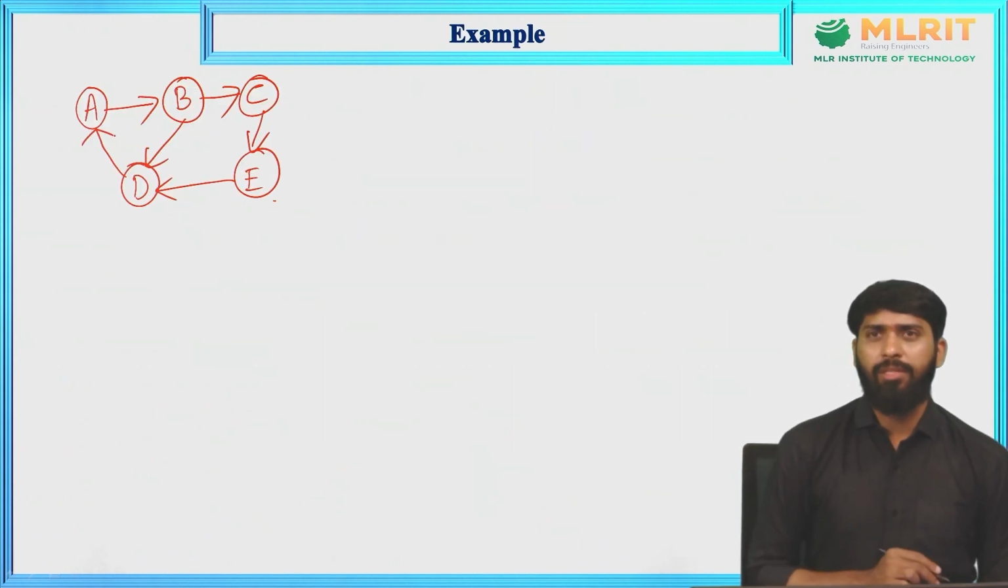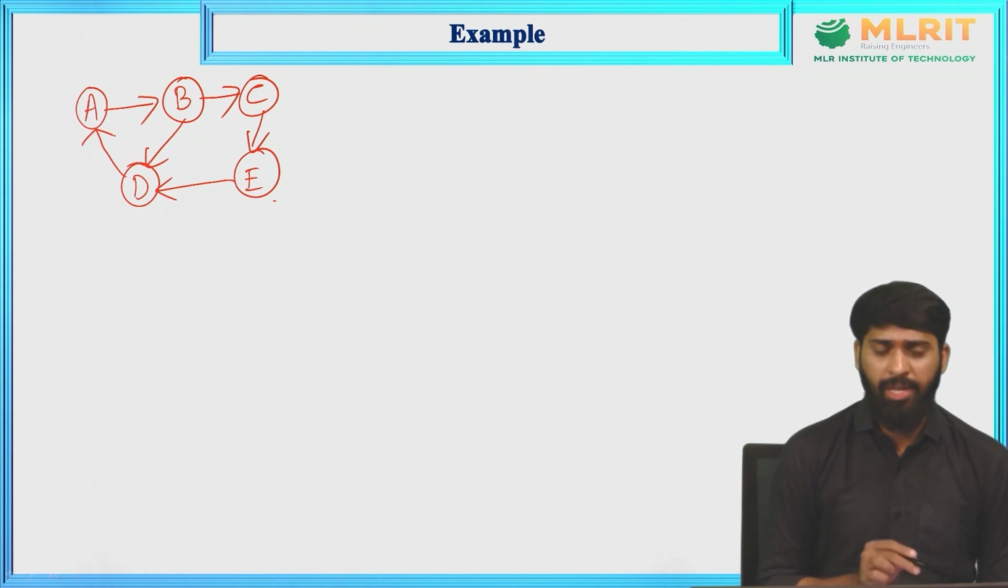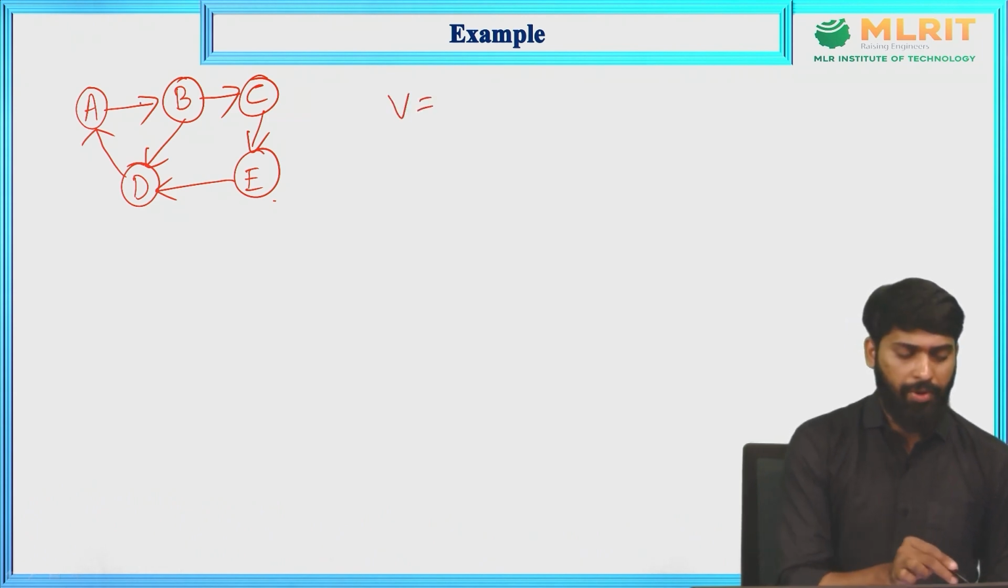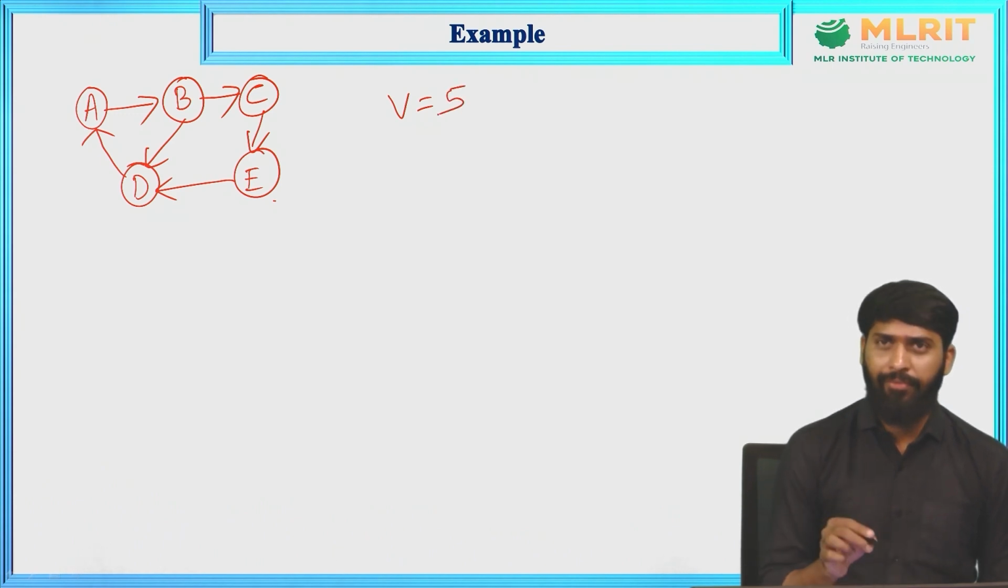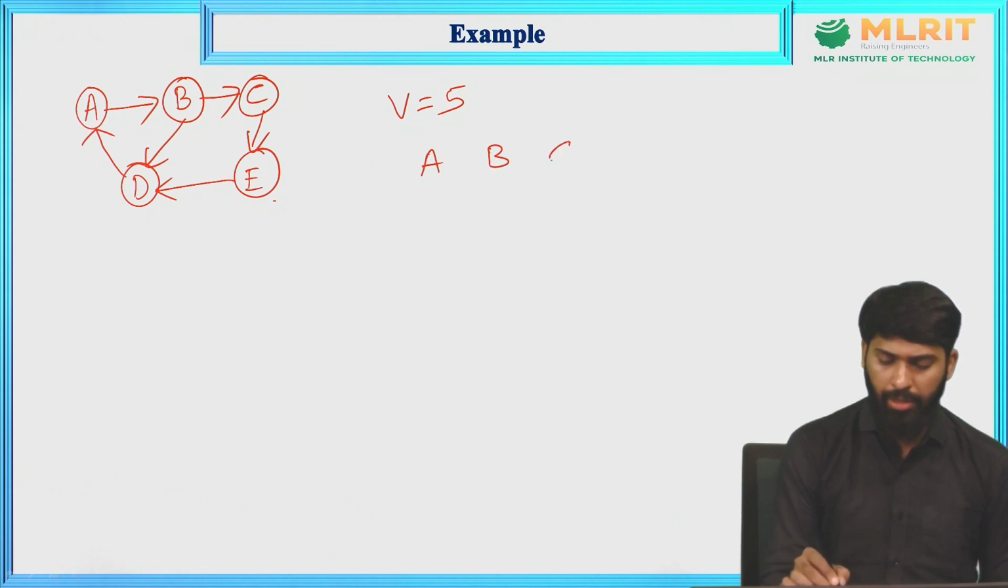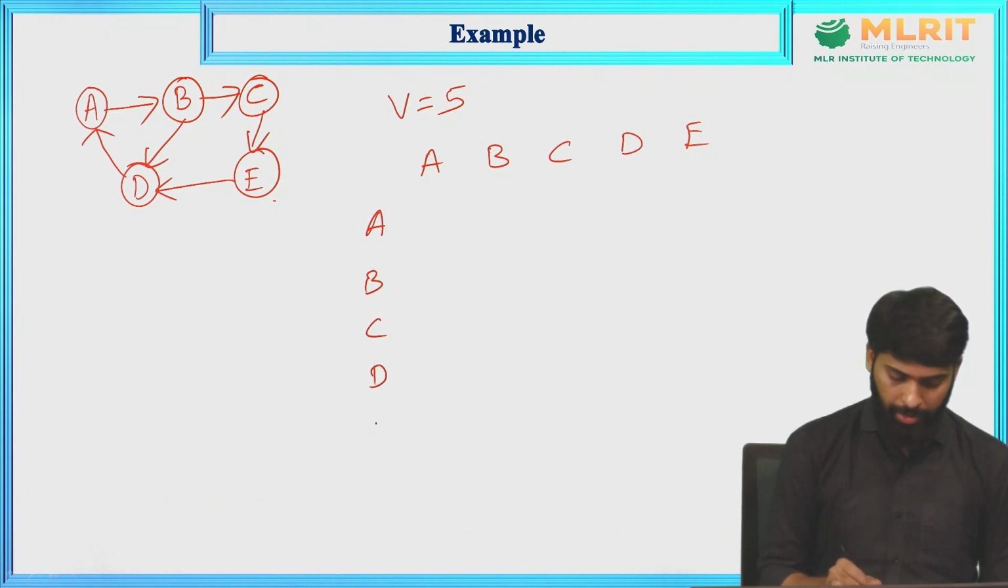Now consider this graph and represent it using an adjacency matrix. What is the first step? Identify the number of vertices. How many vertices? 1, 2, 3, 4, 5. So what is the matrix size? 5 into 5. So rows A, B, C, D, E, and similarly columns A, B, C, D, E. So this is the matrix.